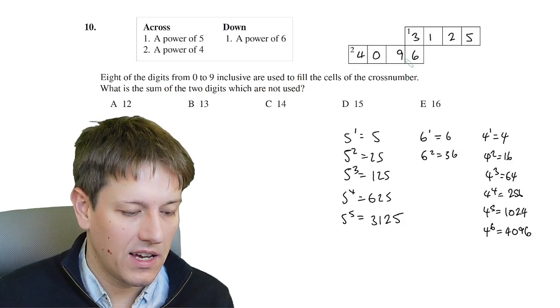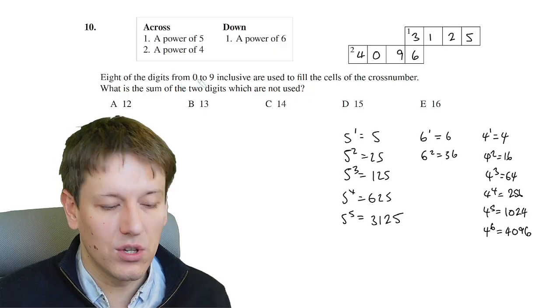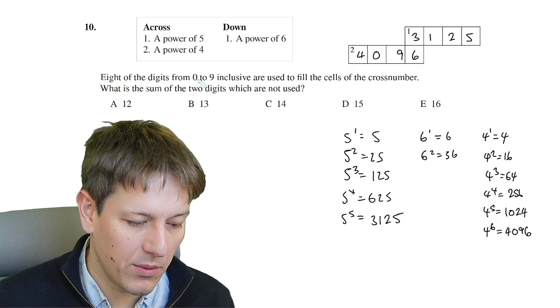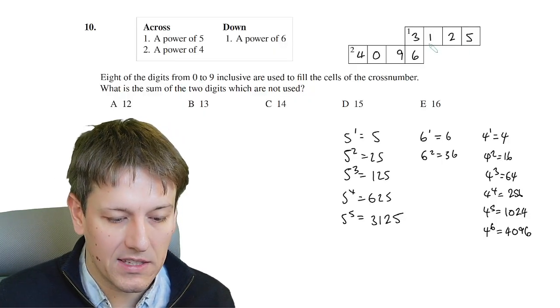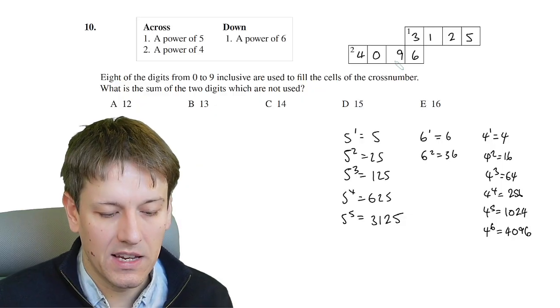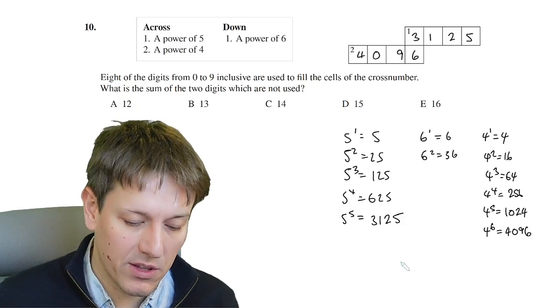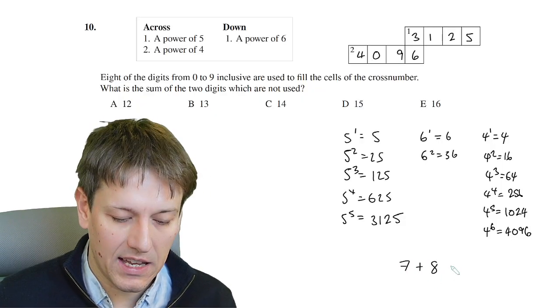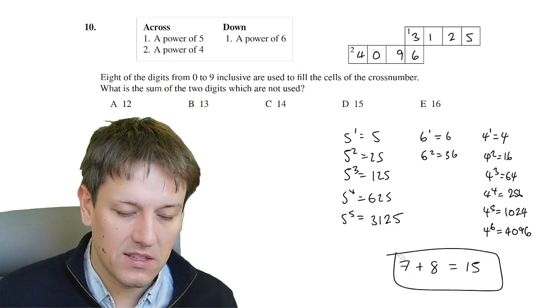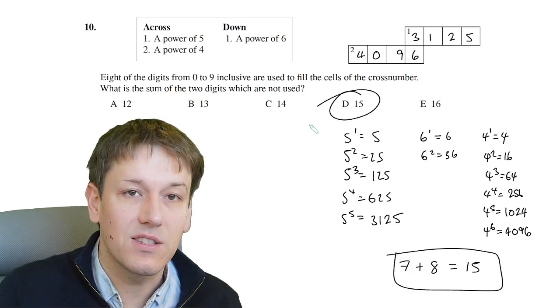the question says 8 of the digits from 0 to 9 are used in this cross number. What's the sum of the ones that are not used? Well, we can see 1, 2, 3, 4, 5, 6, 9 and 0 are all used here, so the ones that are not used are 7 and 8, and so the answer to this question is 7 plus 8, which is 15, and so the answer is D.